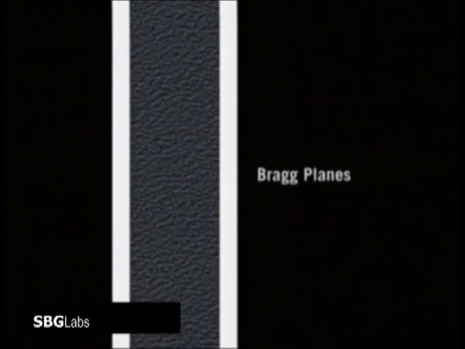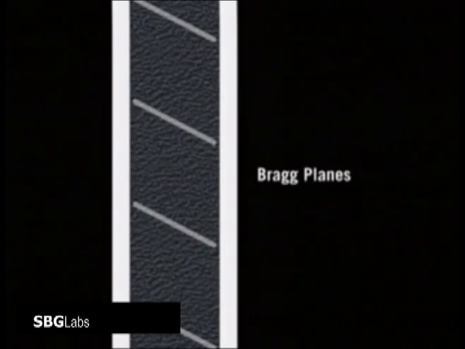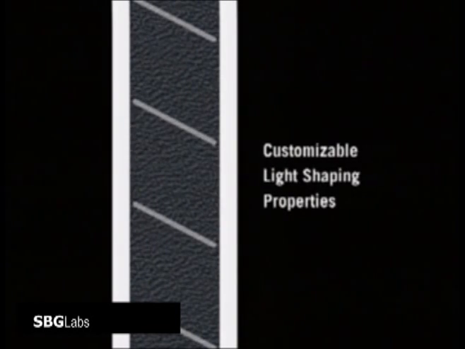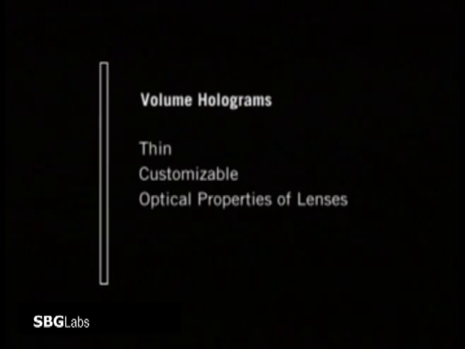The volume hologram is created by exposing a holographic polymer to laser light, forming a series of Bragg planes that deflect light to give the hologram its optical characteristics. The process allows holograms to be made with very specific and customizable light shaping properties. You can make a hologram of a conventional bulky lens or even a collection of lenses, all in the thickness of a thin glass sheet coated with the hologram.